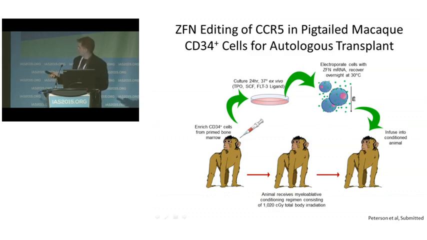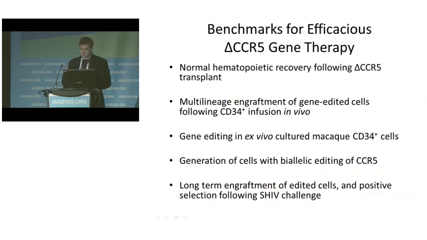After we culture the cells, deliver the nucleases, and let them recover overnight, we then put them back into the conditioned animal. So there's a lot of different metrics that we can use to ask the question of how well this is working. For the purposes of time today, I'm just going to focus on the last three and bullet point the first two. The first two are that, number one, we see normal hematopoietic recovery following these transplants.